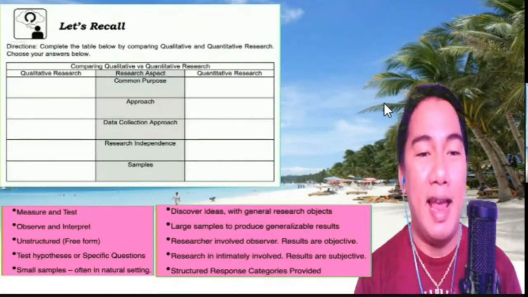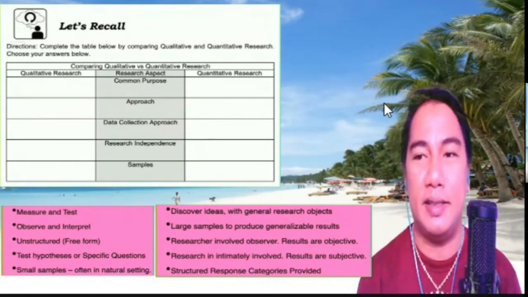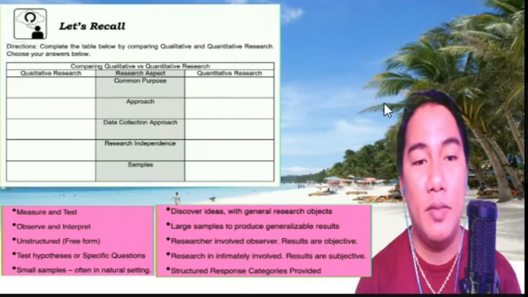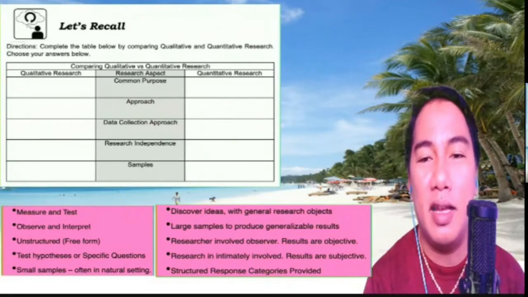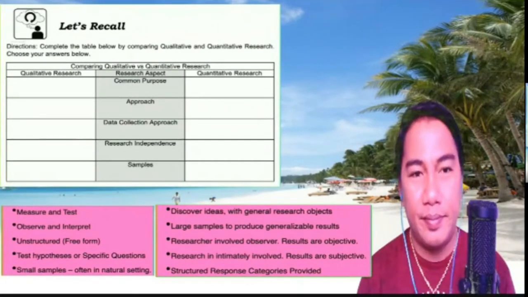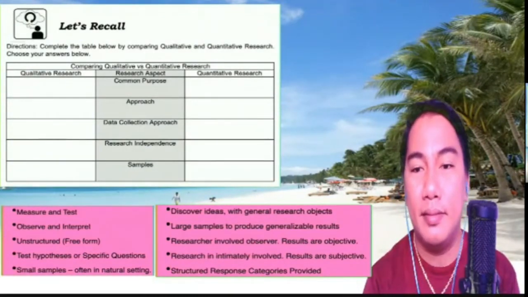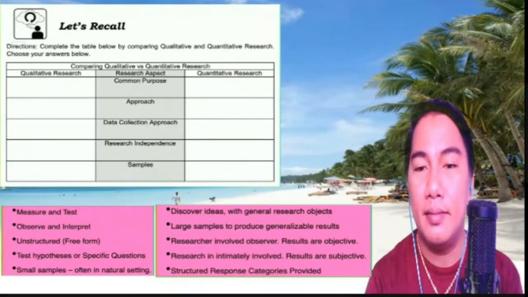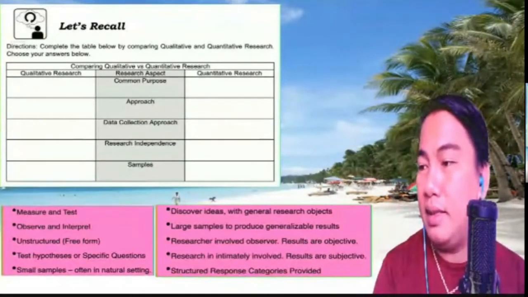Very good. Next, test hypothesis. Test hypothesis are specific questions. Quantitative, sir. Very good. That's quantitative. Who were the two who answered? John Nobela and Mark Estares. Okay, very good. So where are we going to put that? Approach, sir. Test hypothesis or specific question. The data approach. Okay, next.